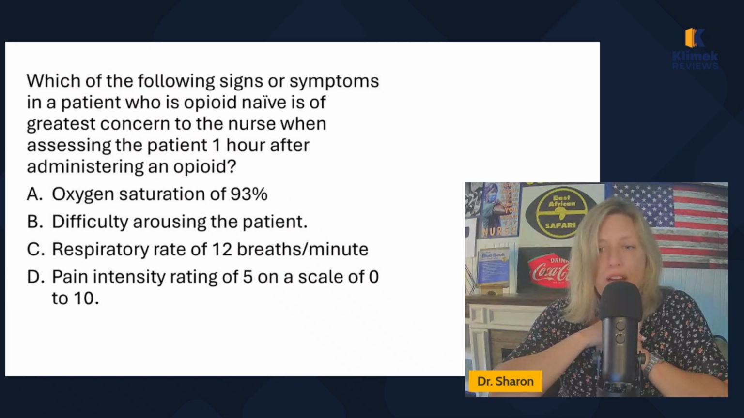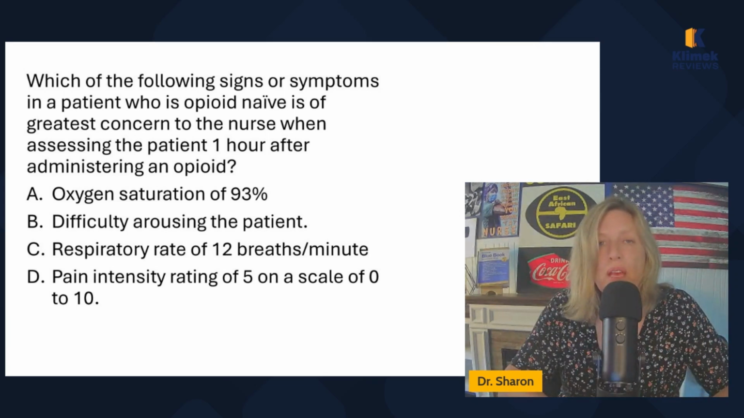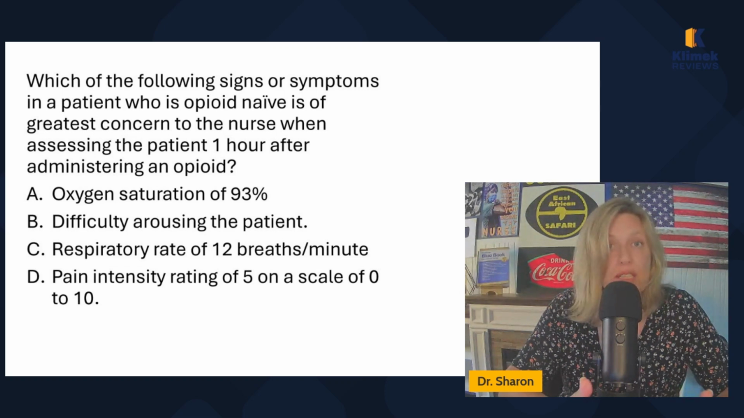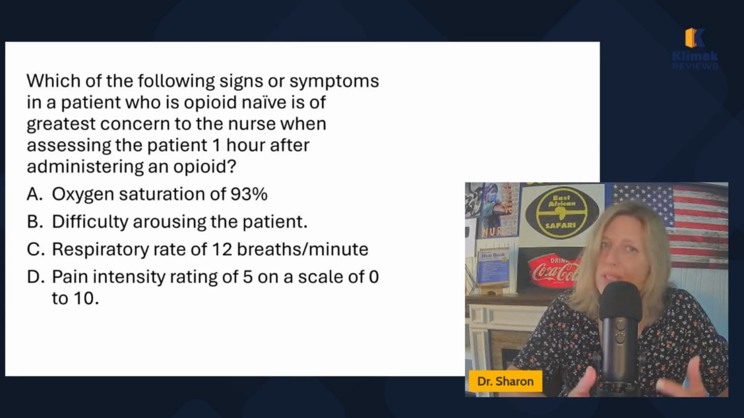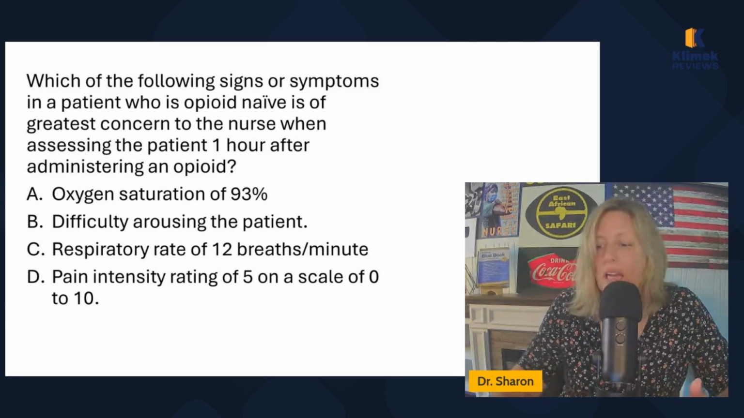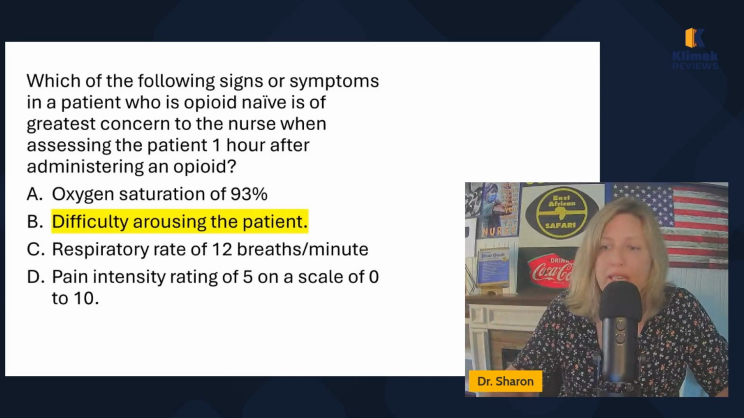Pain intensity rating of 5 on a scale of 0 to 10. I don't know how long you've been in healthcare. There was a time back in the 90s, back when I started in nursing, that we wanted people to be a 0 on a scale of 0 to 10, but that is no longer the case, y'all. So even after I give them their pain medication, if they're still saying they have a pain of 5, we usually say, is that acceptable to you? And if it's acceptable to you, then it's fine. So that's not unexpected. We may go ahead and intervene further, but it's not unexpected. So it's not concerning to me. Well, which of these is unexpected? The only one that's unexpected is that I have difficulty arousing them. So that's the correct answer.